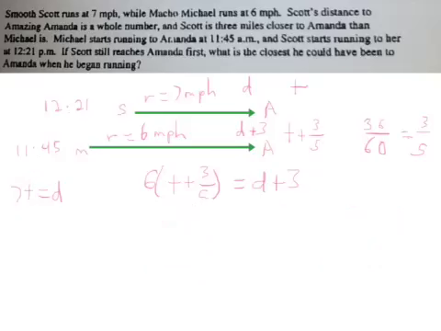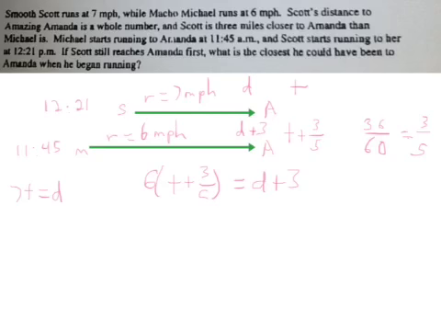Before we begin this problem, I would like you to take a moment to maybe pause the video and read over what the question is asking. Once you've done so, I'm going to draw myself a picture, and I've already done that here in the video, where this line is representing Scott as he runs towards Amanda.